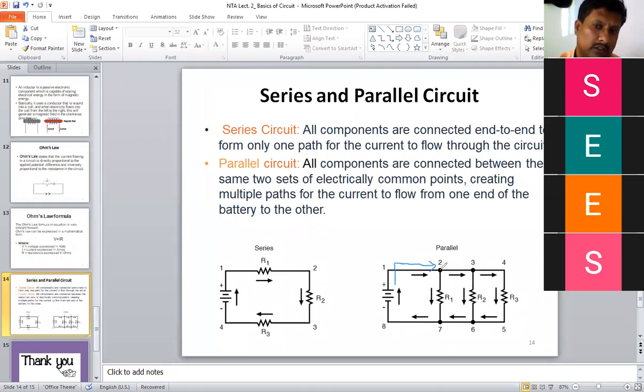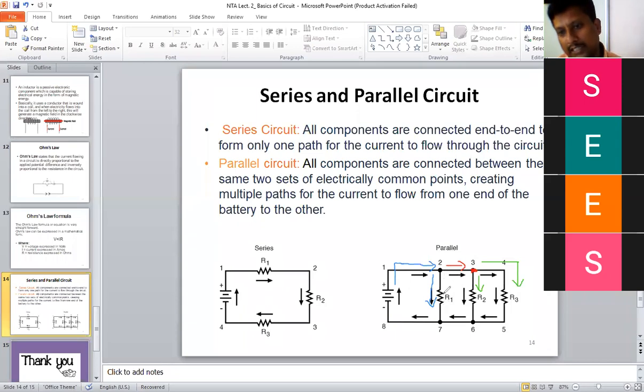At point number 2, it has two paths. Some current will flow through this R1, and the remaining current will flow from 2 to 3. Again at node 3, it has two paths. Some current will flow through this R2 and the remaining current will flow through this R3. So current gets divided in the circuit. But R1, R2, R3 are all exactly parallel to this power supply or voltage source.